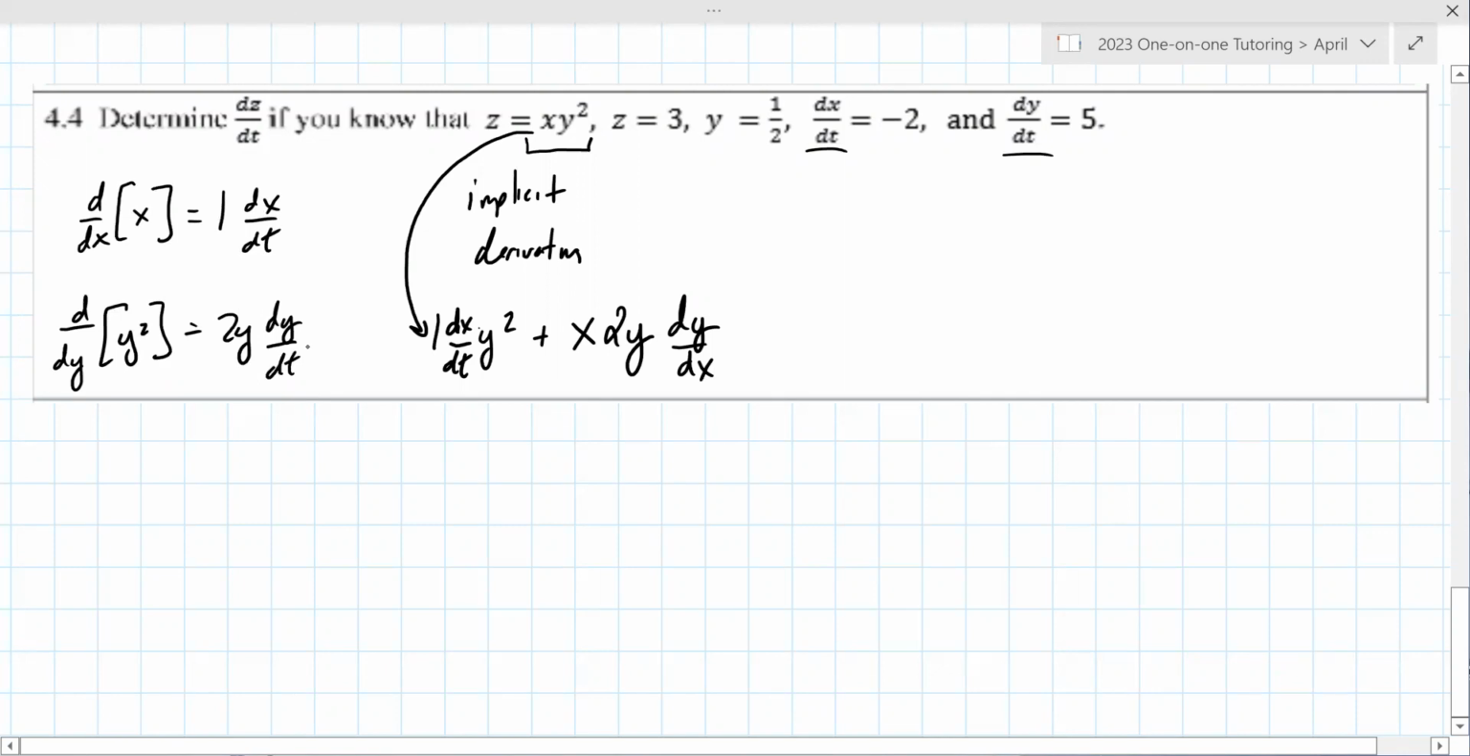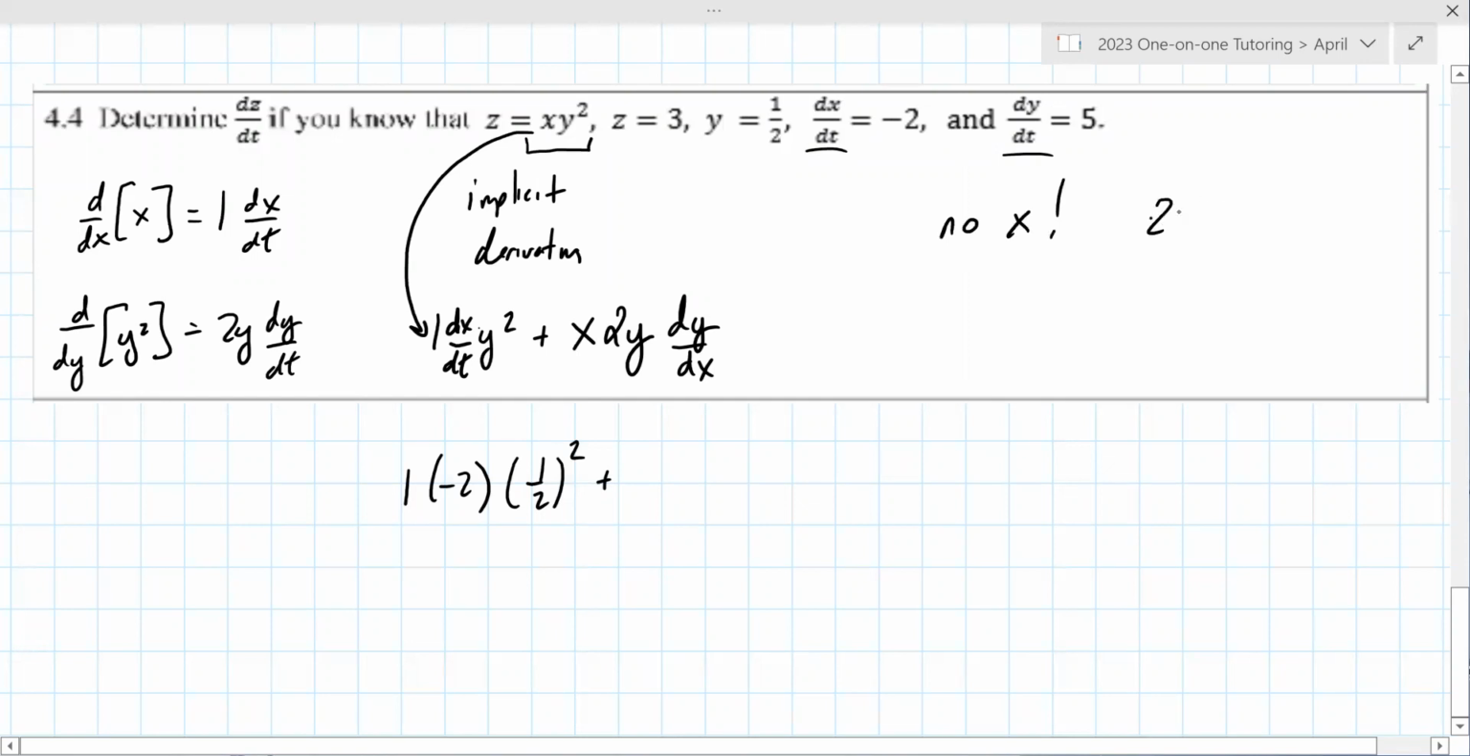Okay, so here's what we need. We need dx/dt. Do we have that? Yeah. Do we have y? 1/2. Do we have x? No, no x. All right, so that's a problem.